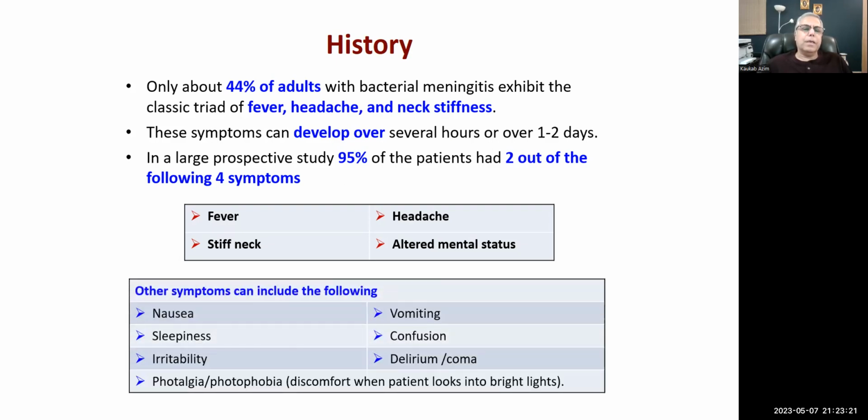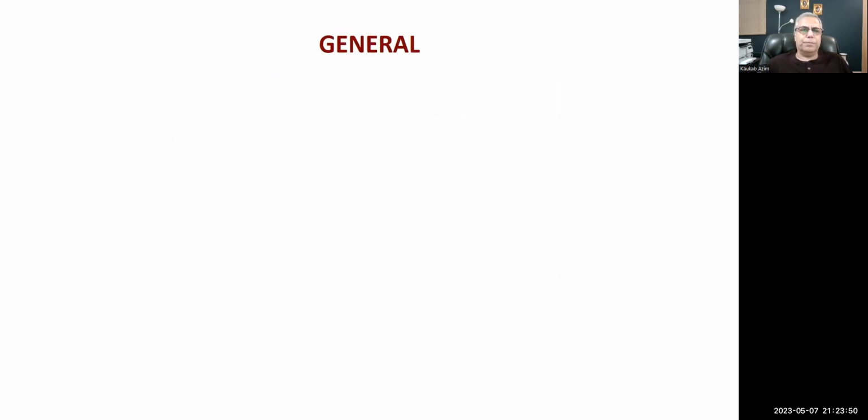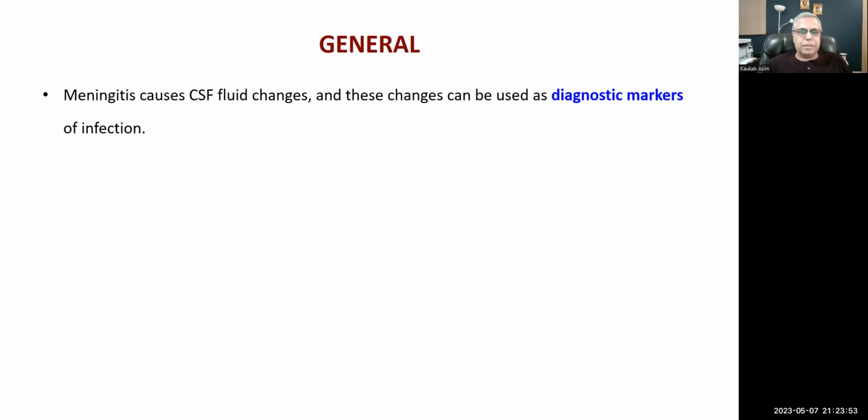Other symptoms could be nausea, vomiting, these are important. Sleepiness, which is something like altered mental status. Confusion is also altered mental status. Delirium. Coma is an advanced state of altered mental status. Irritability could be there, and photalgia and photophobia, discomfort when the patient looks into bright lights. All these things could be there. Meningitis causes CSF fluid changes, and these changes can be used as diagnostic markers of infection.